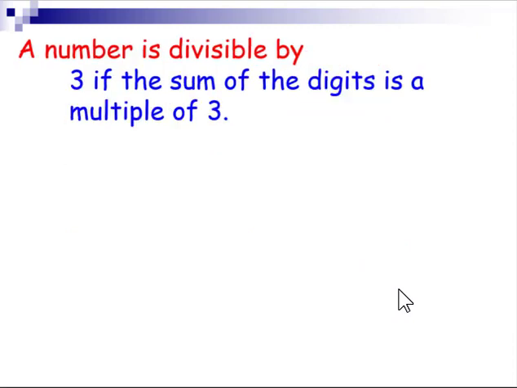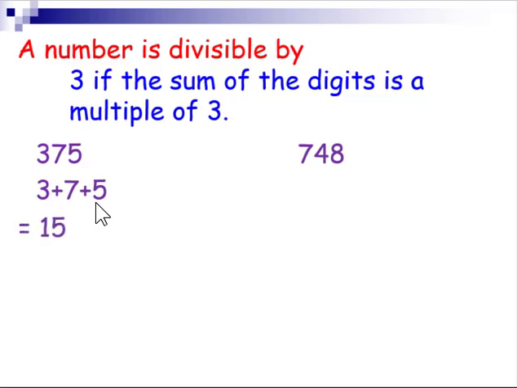A number is divisible by 3 if the sum of the digits is a multiple of 3. So when we take a look at the numbers 375 and 748, we're going to add the digits: 3 plus 7 plus 5. 3 plus 7 plus 5 is 15. Is 15 a multiple of 3, which means 3 times some number is 15? So all we have to do is divide 15 by 3. And 3 goes into 15 5 times, because 3 times 5 is 15. 15 minus 15 is 0. So yes, 375 is divisible by 3.